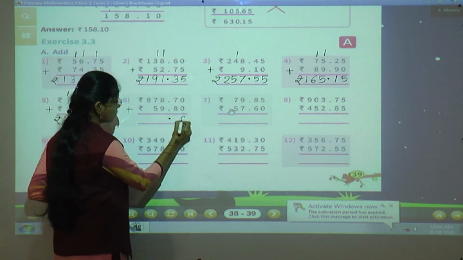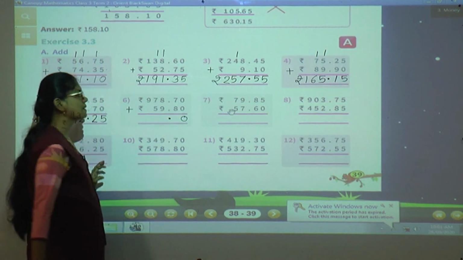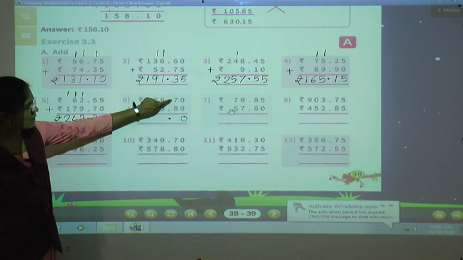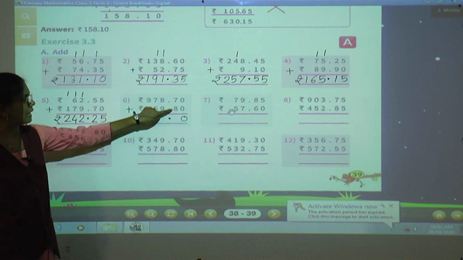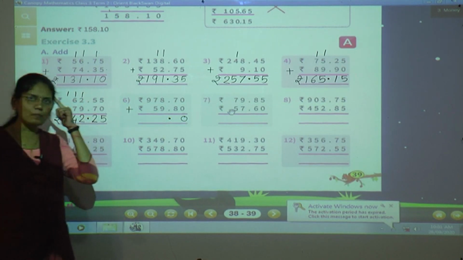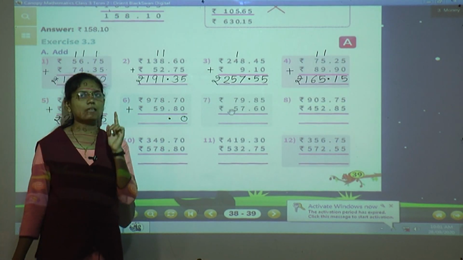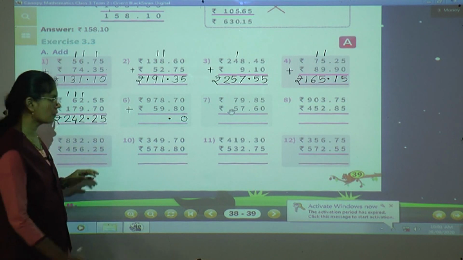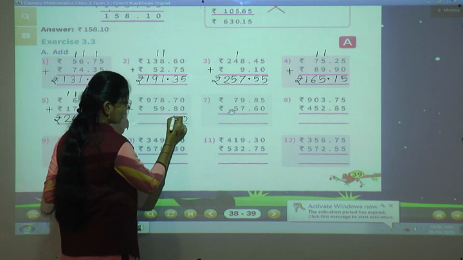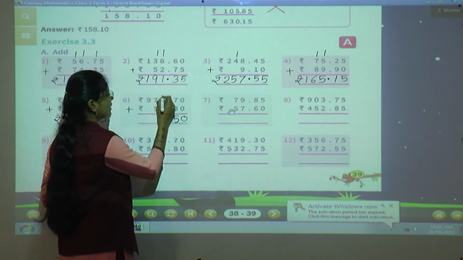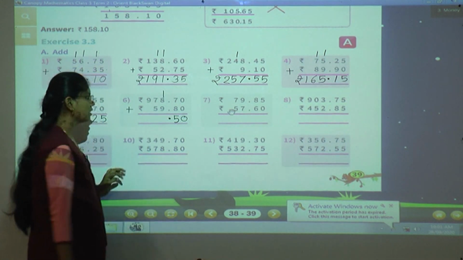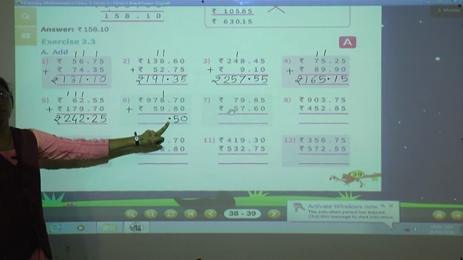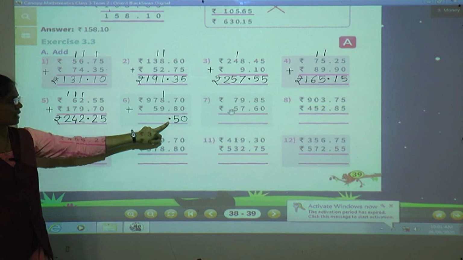0 plus 0, 0. Then 7 plus 8. Now keep this 7 in your mind. For 8, show your 8 fingers. After 7 count your 8 fingers. 7 plus 8, 15. Correct. So what will you write here? 5 and carry 1. Okay. Now here already we have given a dot, so no need to give a dot again.